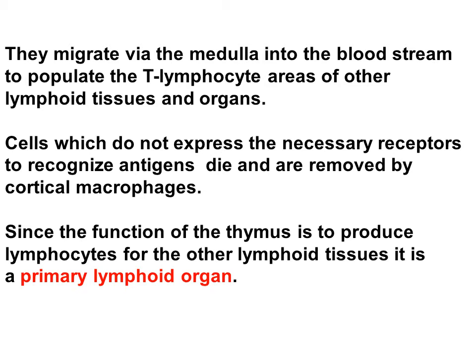secondary lymphoid organs. Cells which don't express the necessary receptor to recognize antigen die and are removed by the cortical macrophages. जो सेल्स एजुकेशन के दौरान डू नॉट एक्सप्रेस द नेसेसरी रिसेप्टर टू रिकॉग्नाइज एंटीजीन, जिसको सेल्फ एंटीजीन दिखा देते हैं और दे कैन नॉट रिकॉग्नाइज, दे आर रिमूव्ड बाय द कॉर्टिकल मैक्रोफेजेस. नेक्स्ट स्लाइड में आपको मैं एक्सप्लेन कर देता हूँ इसको. सिंस द फंक्शन ऑफ द थाइमस इज टू प्रोड्यूस लिम्फोसाइट फॉर द अदर लिम्फोइड टिश्यू, इट इज ए प्राइमरी लिम्फोइड ऑर्गन. ठीक है, तो ये प्राइमरी लिम्फोइड ऑर्गन है.